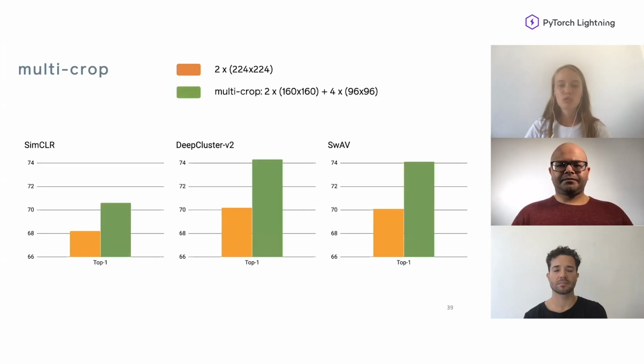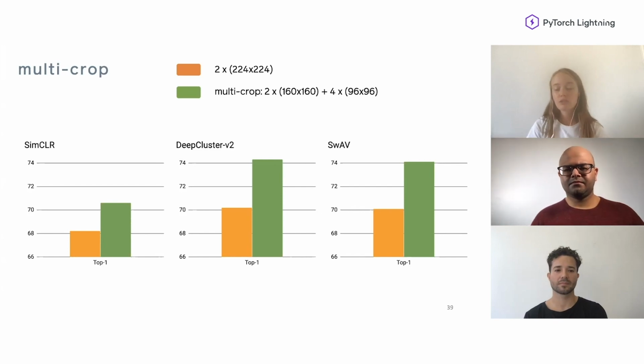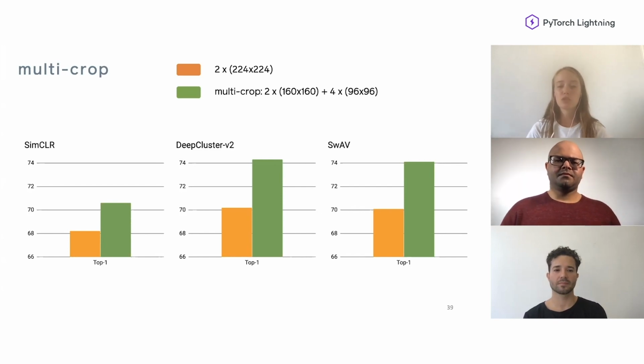And we see that we can improve the performance on all these three methods by using multi-crop with 160 by 160 crops and 96 by 96 crops. We also observe that the improvement is better for the clustering-based approaches than for the contrastive approach that we consider. But there is also more than 2% of improvement on SimCLR. We found that it's a generic approach, and we hope that other researchers might want to use it on their own approaches to boost their performance.